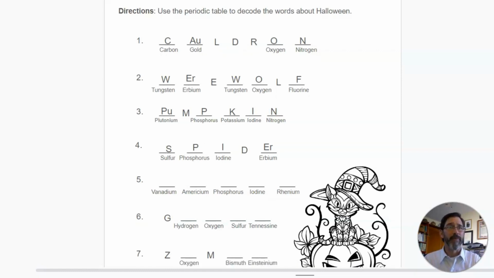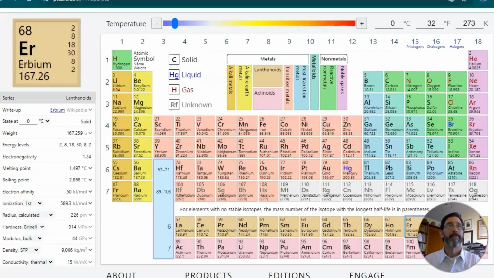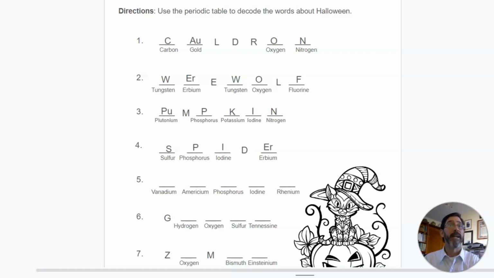The first element for number 5 is vanadium. Vanadium is found kind of at the top of the transition metals, number 23. Capital V is for vanadium. Above vanadium, place a capital letter V.